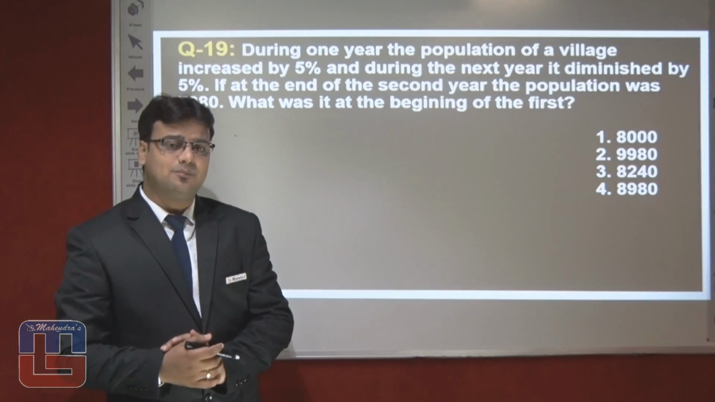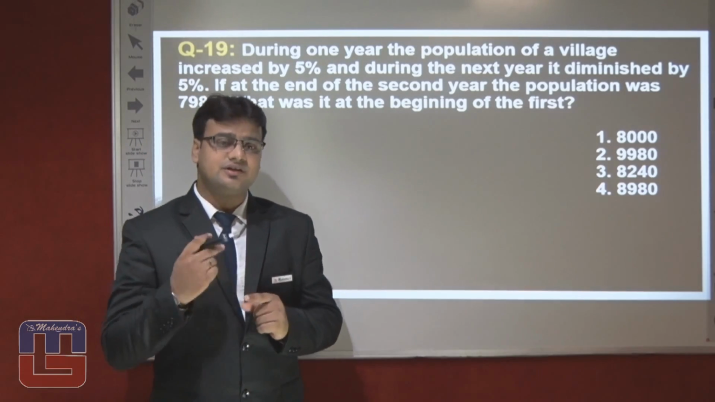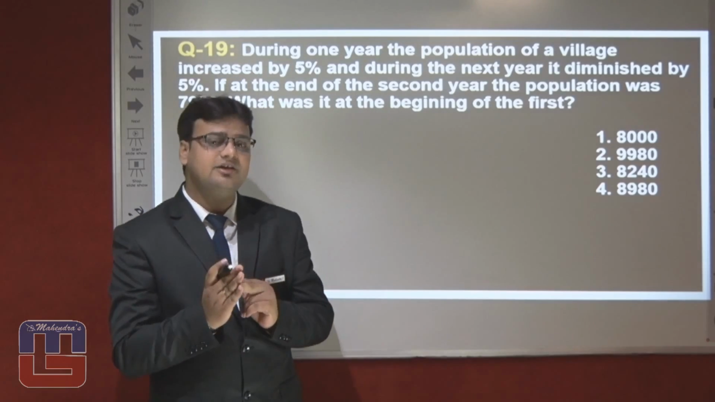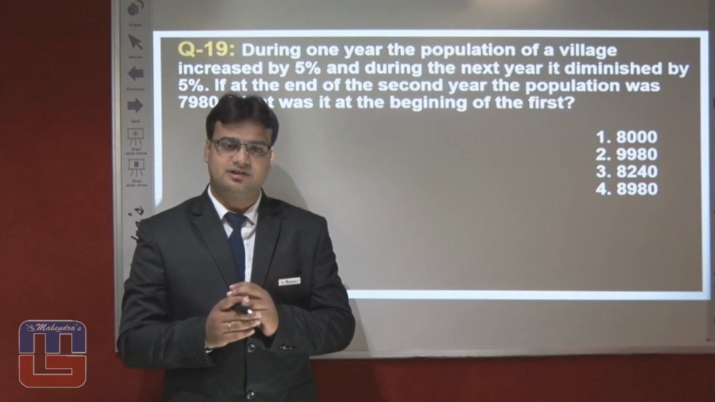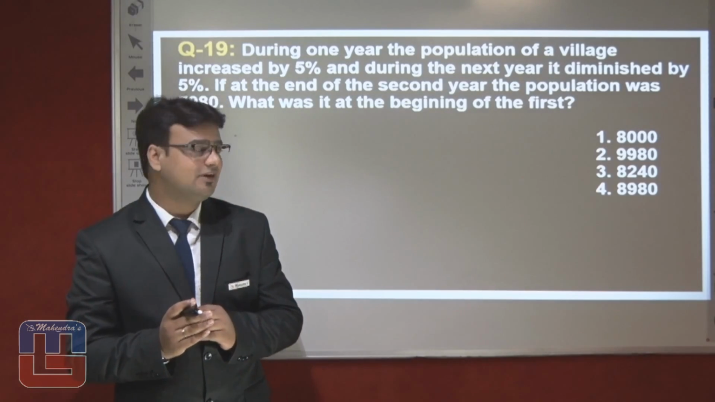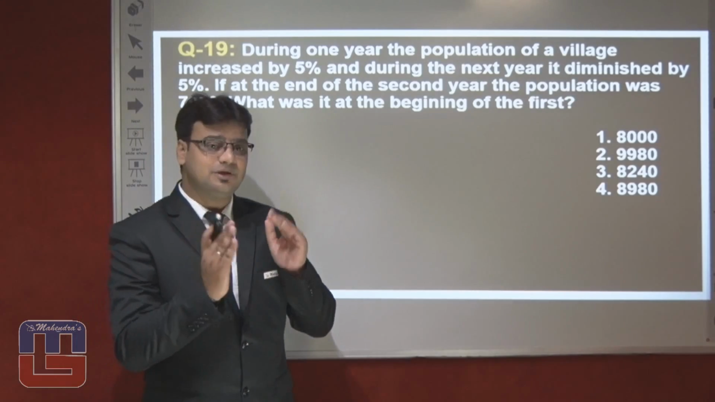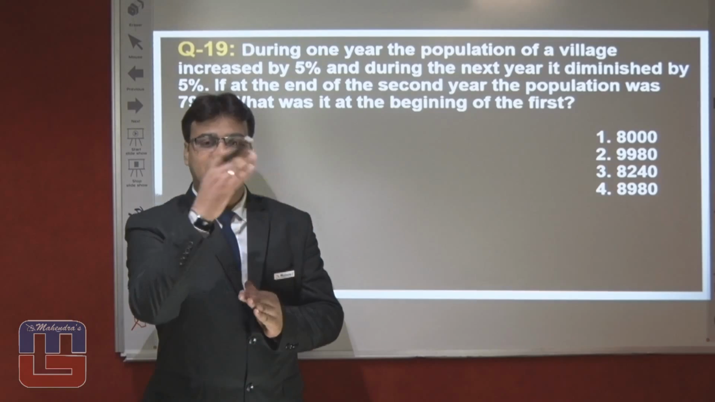During 1 year, the population of a village is increased by 5%, and during the next year it is decreased or diminished by 5%. If at the end of the second year the population was 7980, what was it at the beginning of the first year? This question is also based on percentage. If the first thing is an increase, then the next is a decrease.